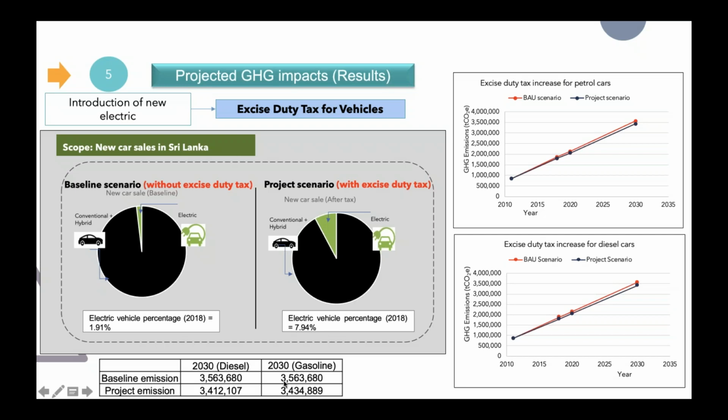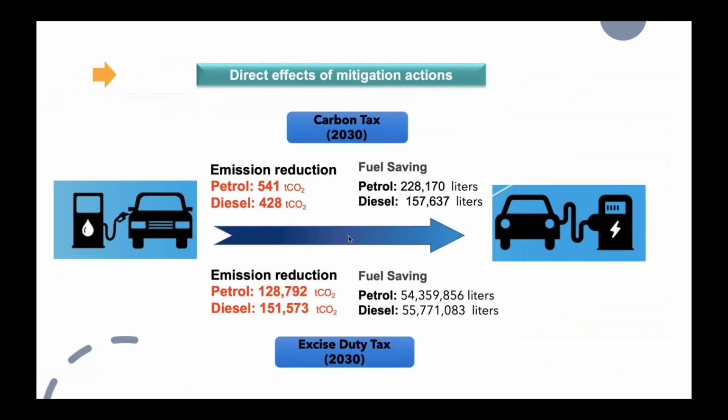Even for the emission reductions, you can see the baseline emissions without the excise duty on electric vehicles would be around 3.5 million. With the lesser excise duty, it will come down to 3.4 million. So that is around 100,000 tons of CO2 reduction only for the cars. And these are the results I already mentioned, fuel savings and all.